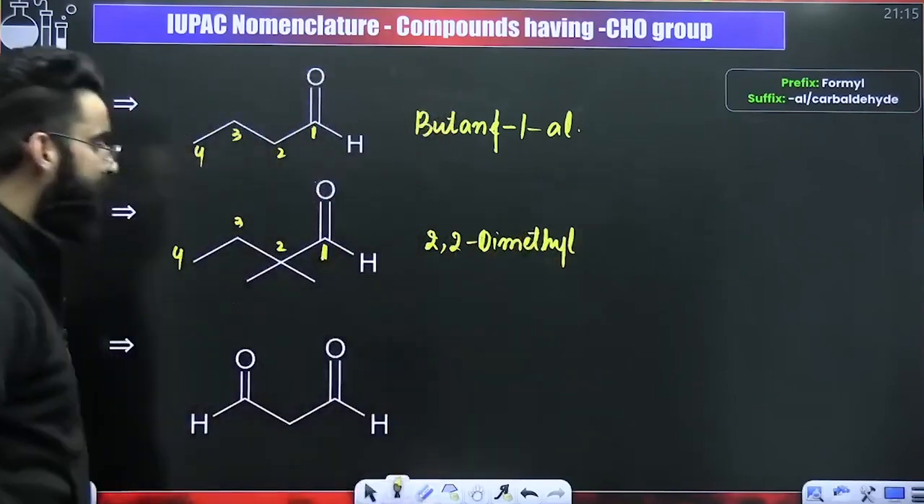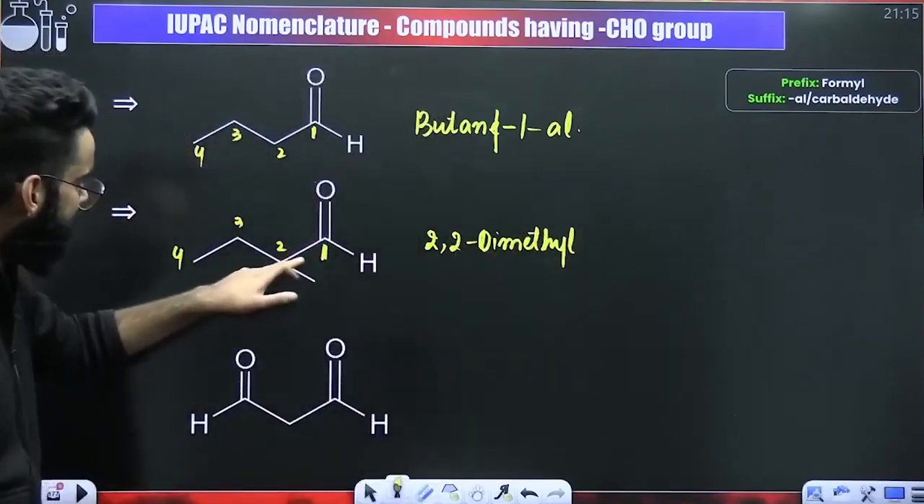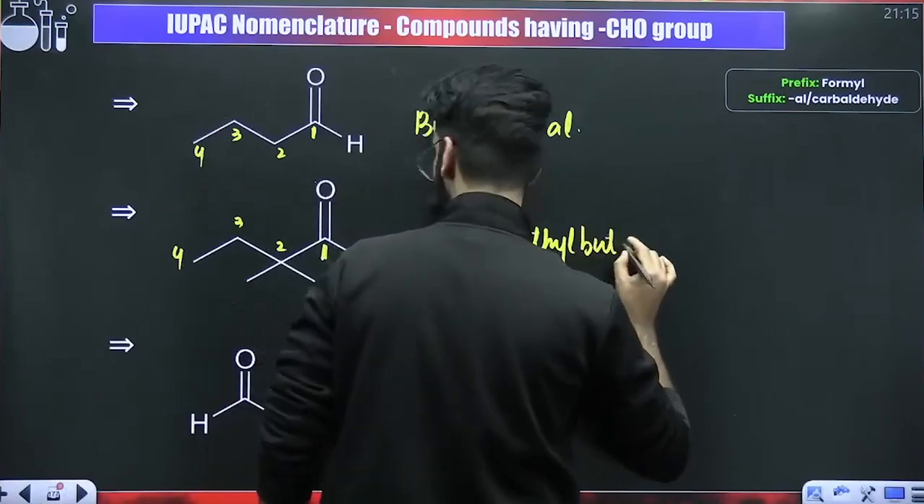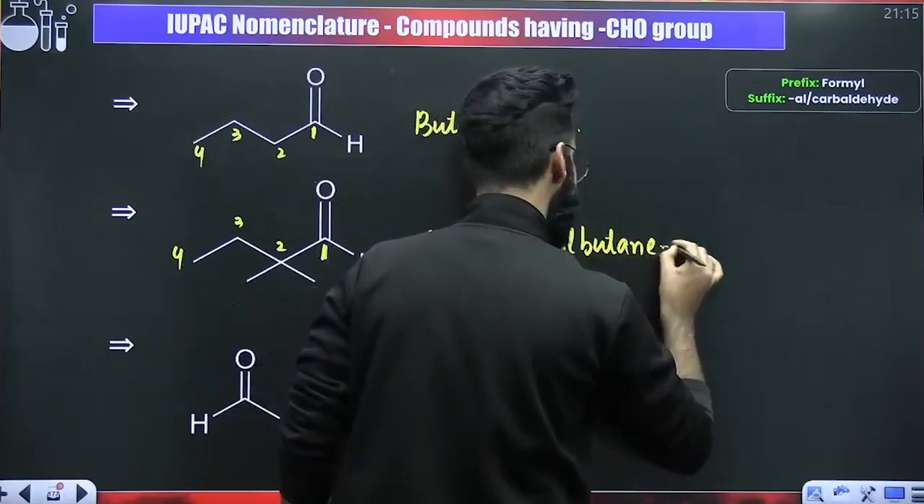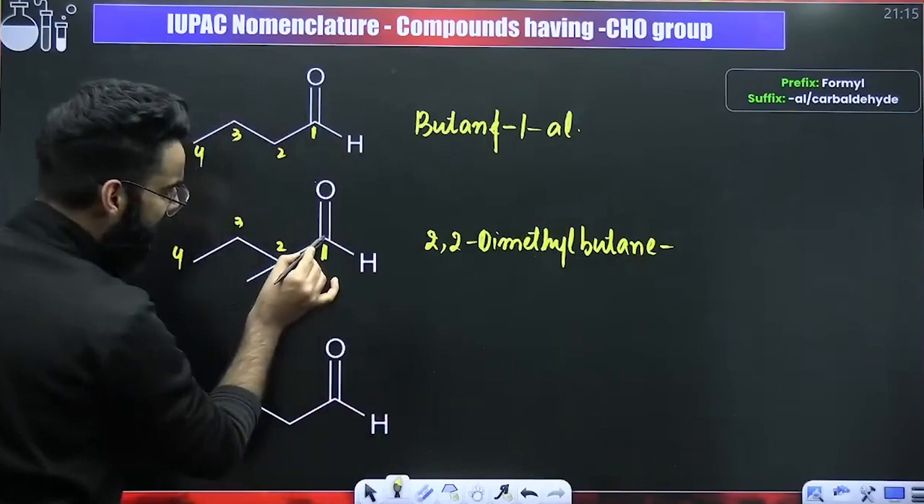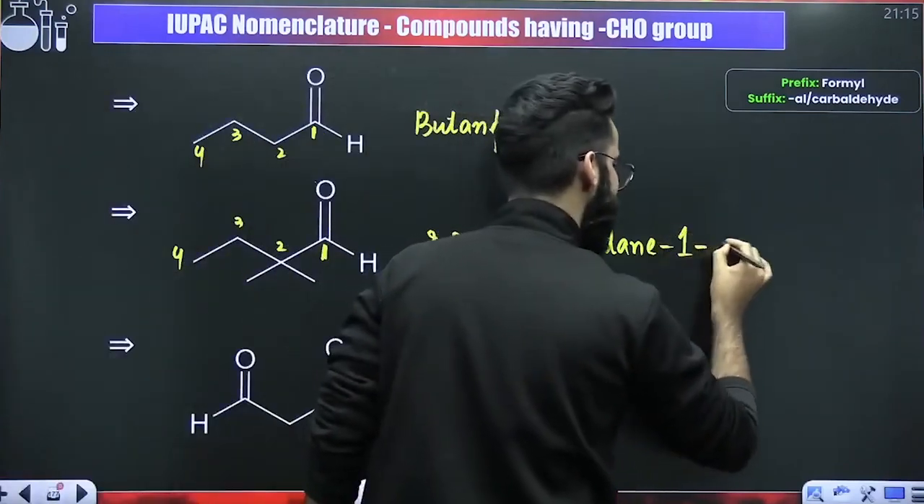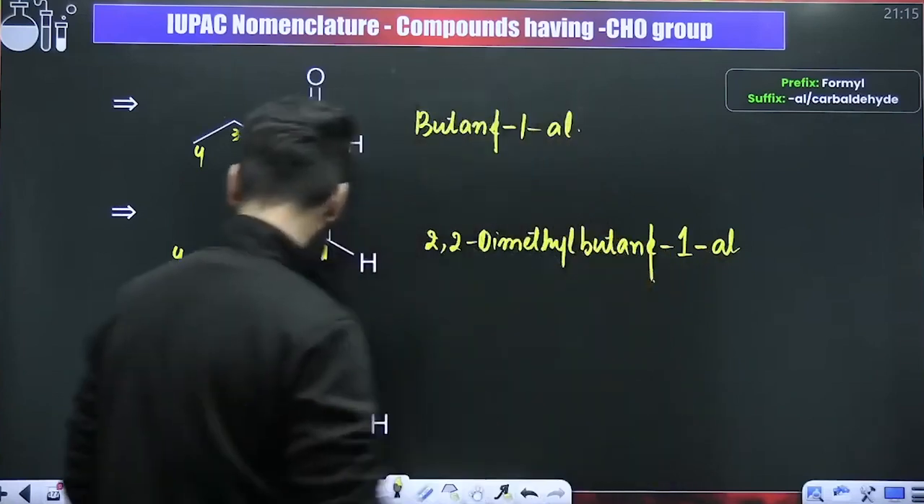2,2 dimethyl. Now tell me one thing. How many carbon atoms in the main chain? 4. So it's going to be but. Everywhere is a single bond, so it's going to be ane. Now, the carbon of the aldehyde is the part of the main chain. Suffix used is al. So drop this e.